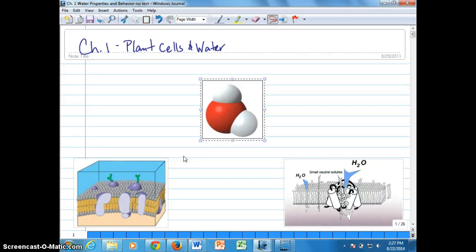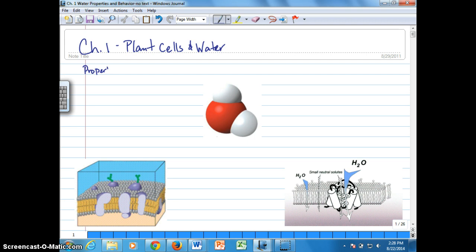Okay, we're going to be taking a look here at an introduction to water associated with Chapter 1, Plant Cells and Water. And we'll start with talking about the properties and behavior of water. Properties and the resulting behaviors because of the properties that we're looking at here. So water is represented here.